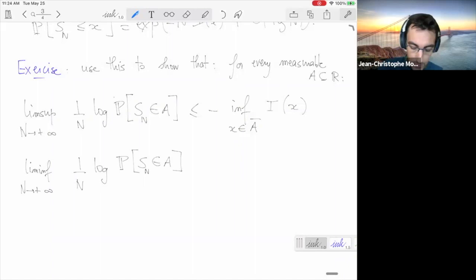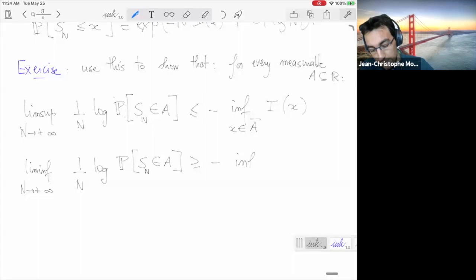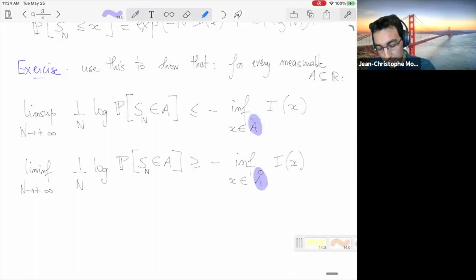so here I'm going to use the interior of the set A as the lower bound. So it's clear I can replace A by its interior and get a lower bound. And from there, I claim that this object is bounded from below by the inf of I of x for x in the interior. Okay, so this notation, this is the interior of A and this is the closure of A.